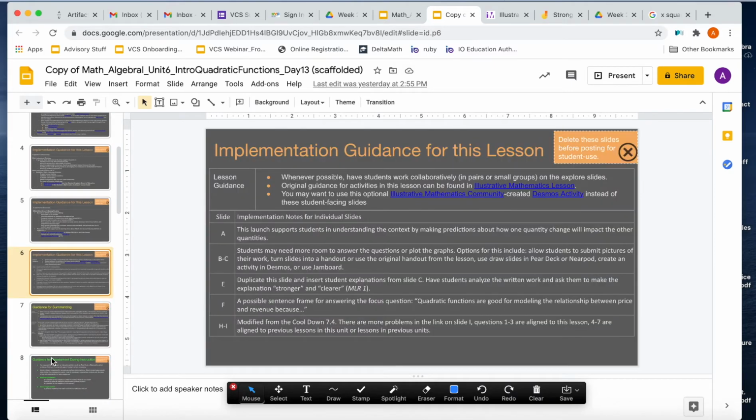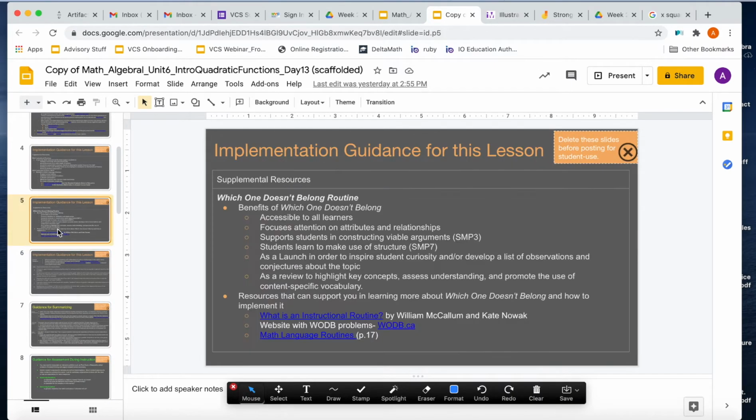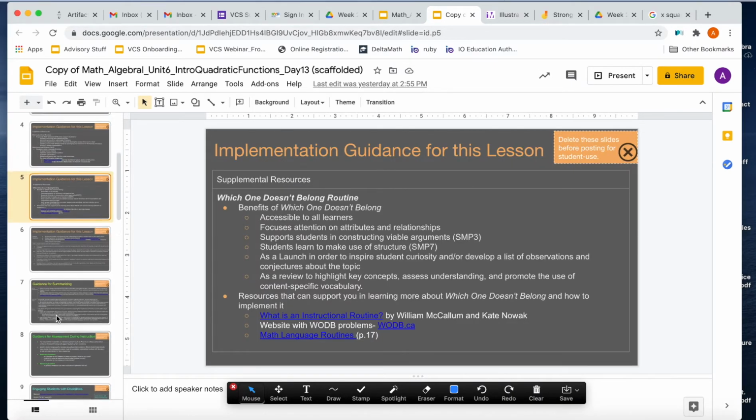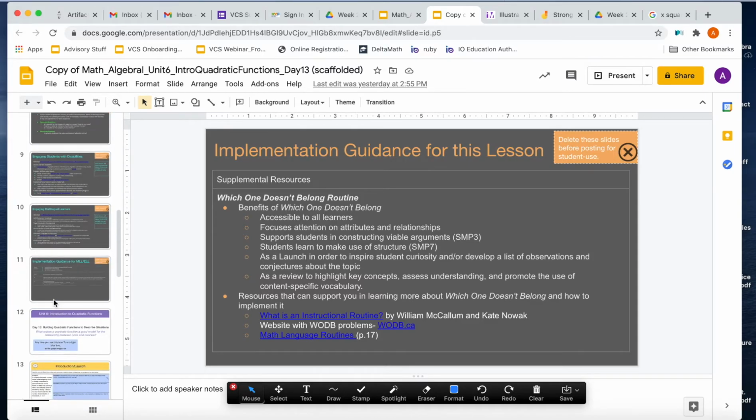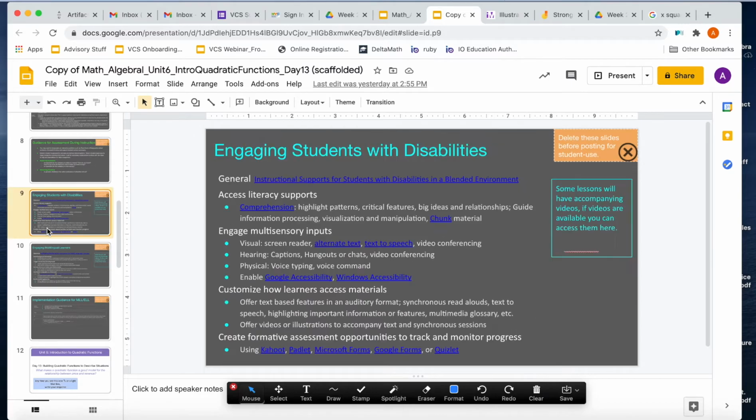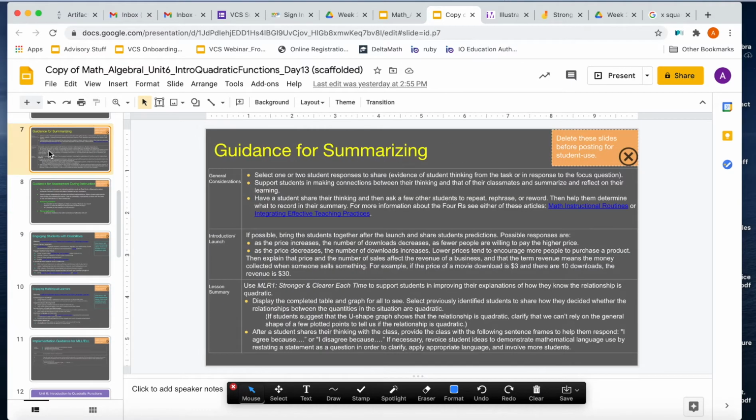And so on slide, there is a slide that goes over how to effectively execute and implement a stronger and clearer routine, and that's slide 7. If you look right here, it gives you some context for this lesson, and then within the top, you have some beautiful instructional routine resources you can reference.